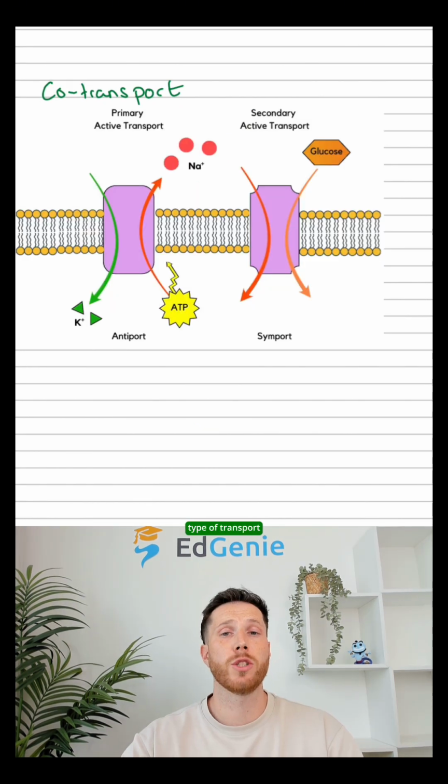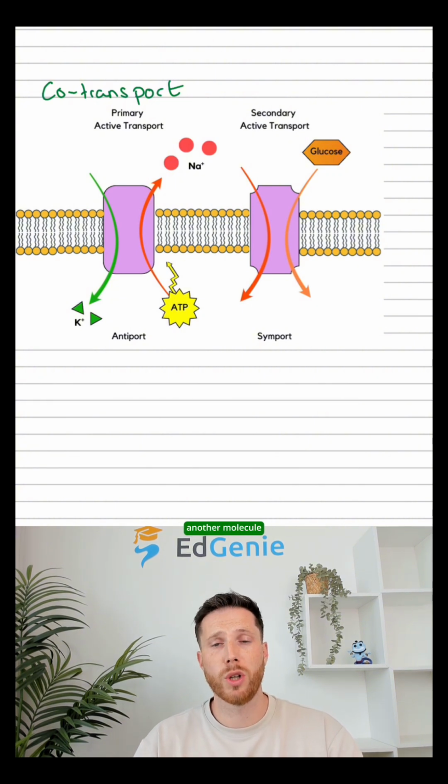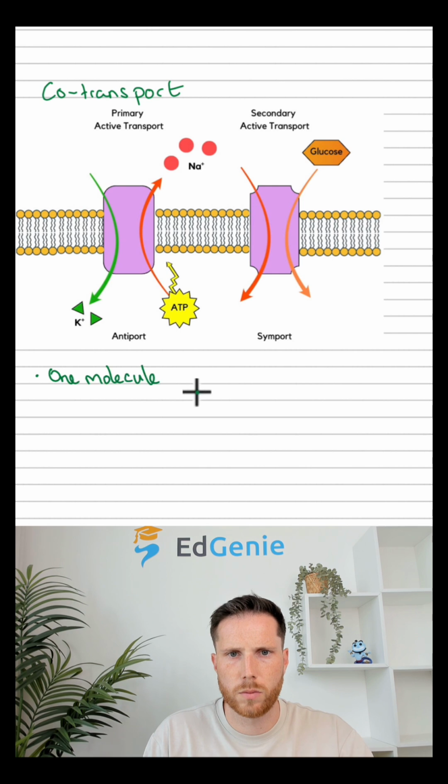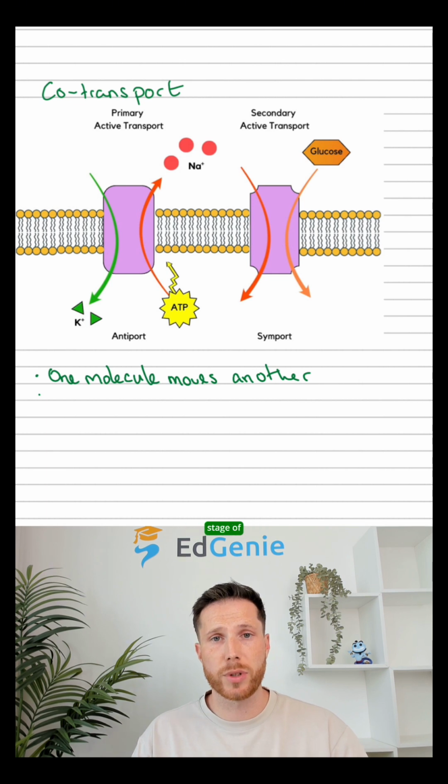And our final type of transport is co-transport, which is a form of active transport where one molecule is used to help move another molecule across the cell membrane. Now, we say this is like a form of active transport because it's a multi-step process and ATP isn't needed for every stage of the process. But it does usually rely on an ion gradient which is created via active transport.